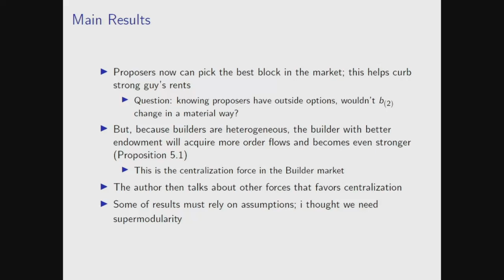The second big point is that builders are heterogeneous, so it's very important. I'm going to pound on this point. Now they're assuming that builders are heterogeneous, okay? Heterogeneous in terms of ability. The builder with better endowment will acquire more order flow and become even stronger. So that's the amplification effect that you see as a main result, which is proposition 5.1. That's the centralization forcing in the builder market. I totally agree with you. And then they talk about many other things.